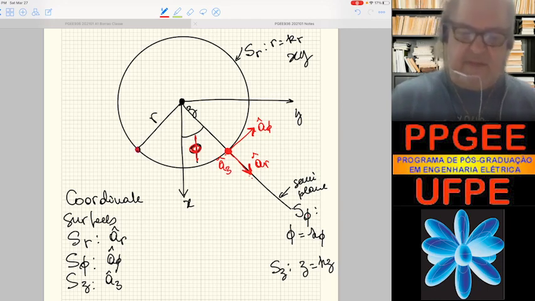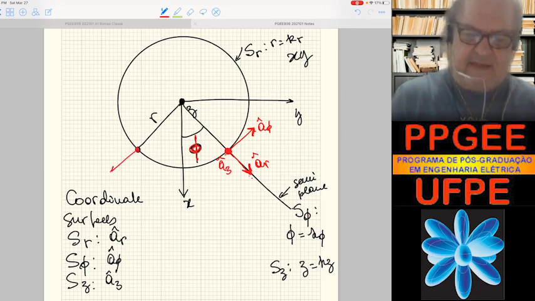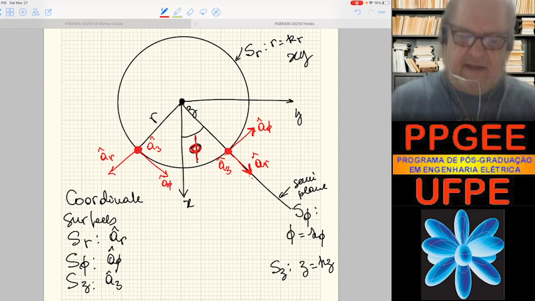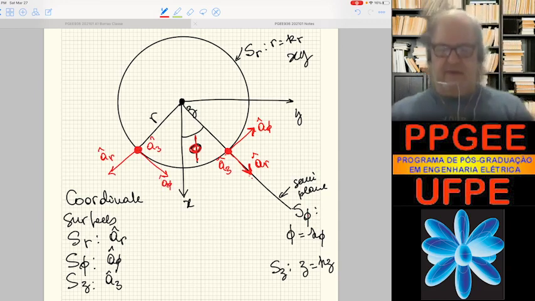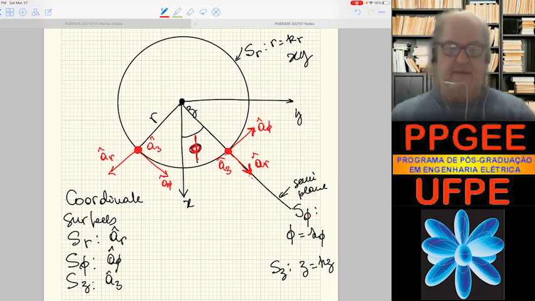If I went to this point here, we have a different set. a_r, a_phi, a_z isn't changed. But a_r and a_phi are different, right? So it depends on the angle. We're going to talk about it in a second.